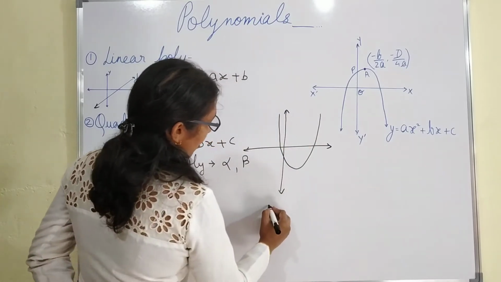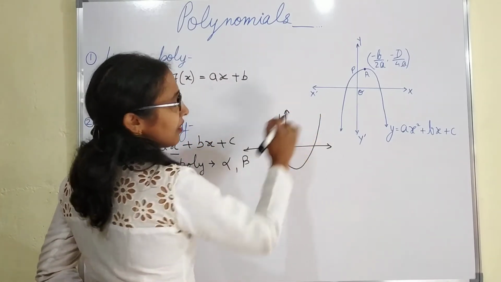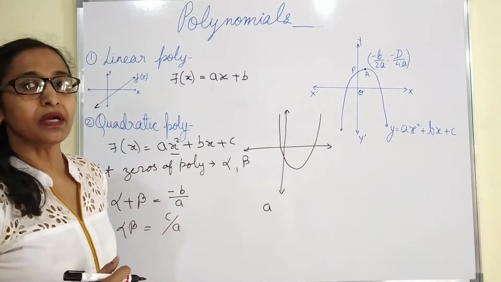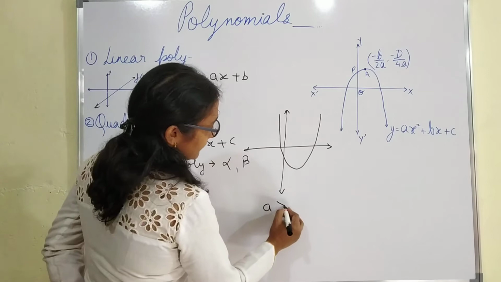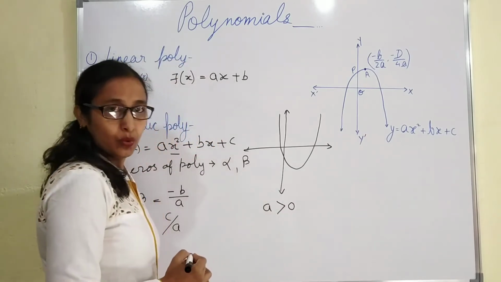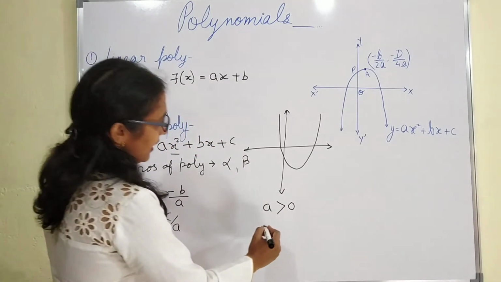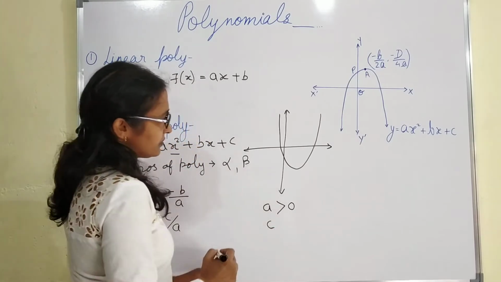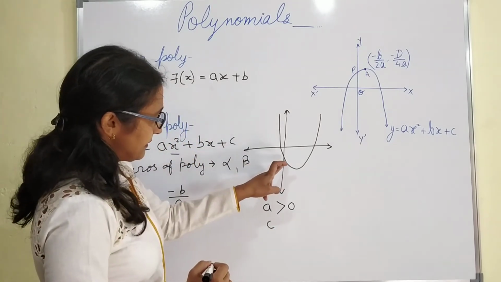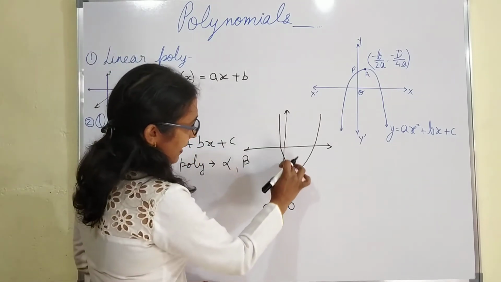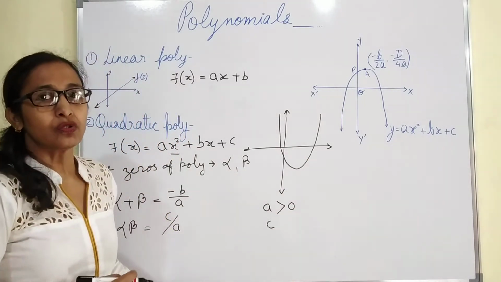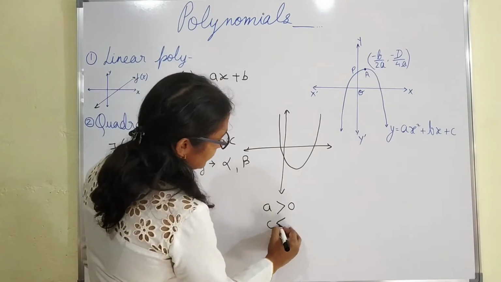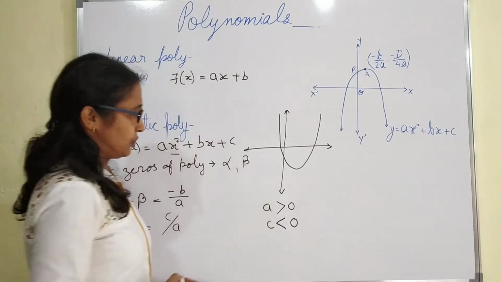So, value of a, since it is opening upward, so value of a is greater than 0. And how to find value of c? Since it is intersecting y-axis in negative direction, value of c is smaller than 0.